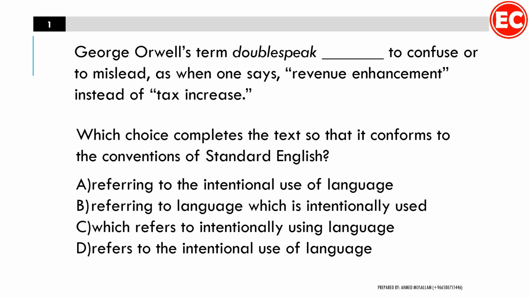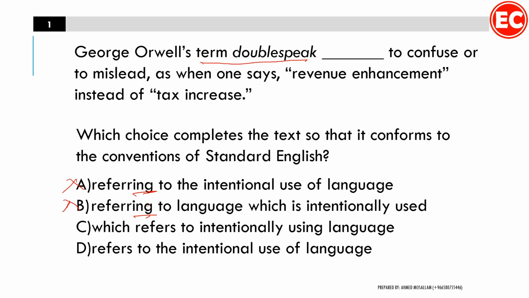Now pause the video and try to answer this question. George always term double speak, space to confuse or to mislead. Where is the subject here? The term itself is the term double speak. It is a subject, it needs a verb. An ing form alone, as we said, you can't have without a verb to be before it. So this is out.